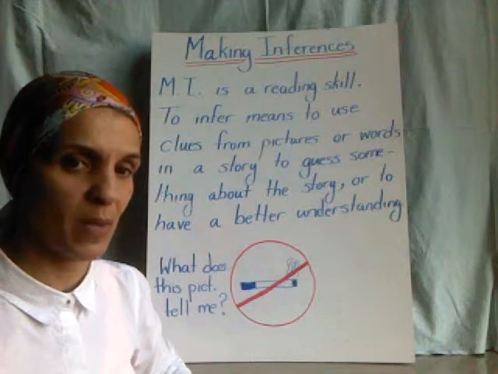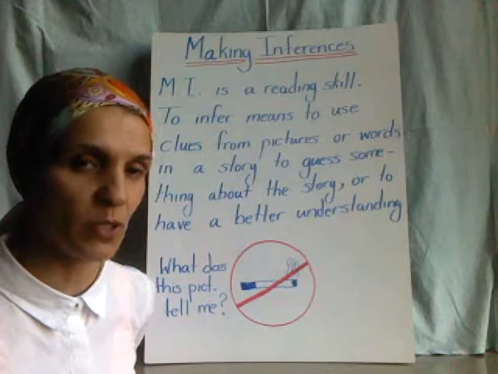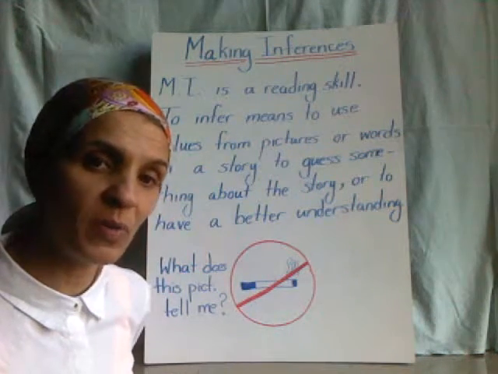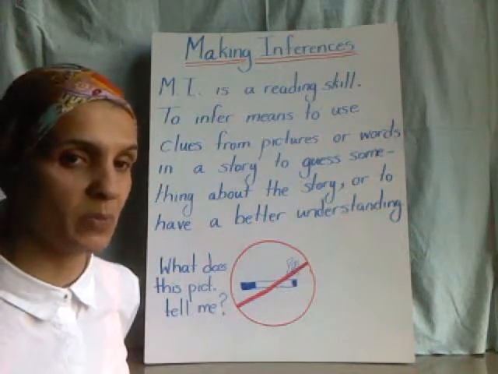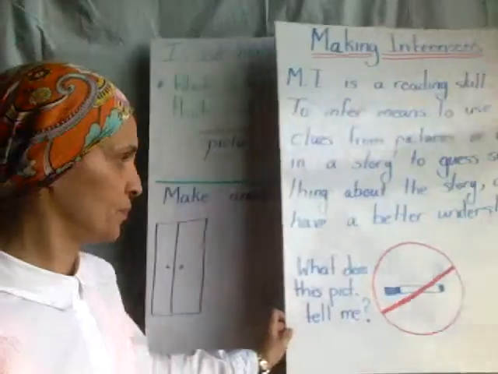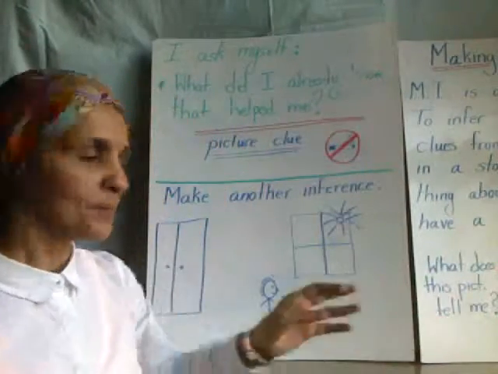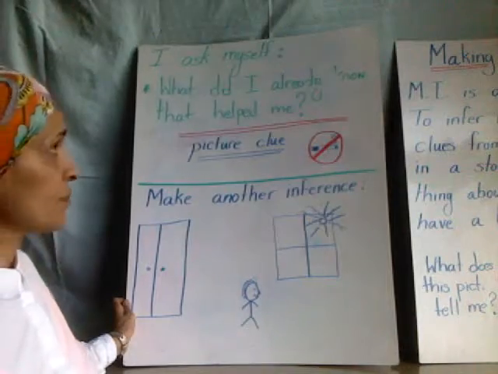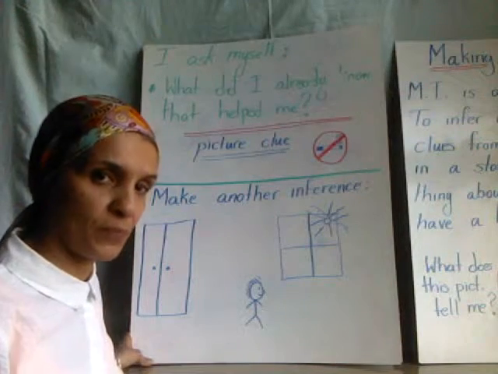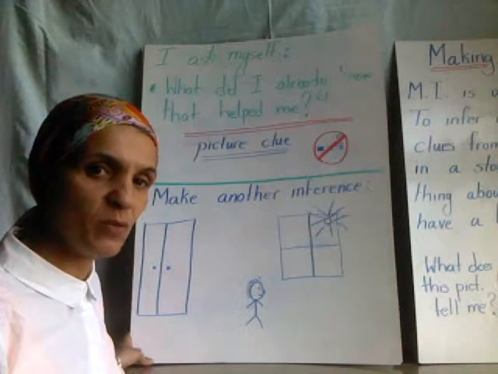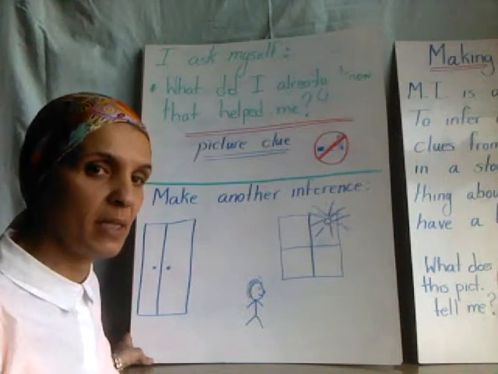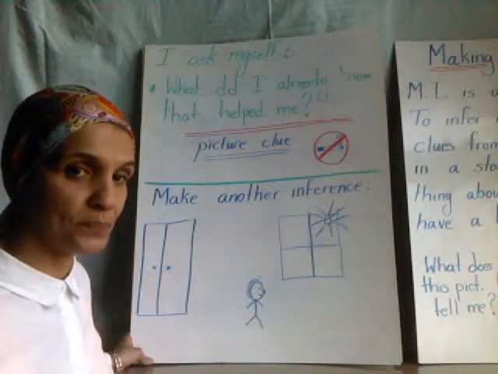For example, in the cinema, you might see this. In shops, you'll see this. And there may not be any words written, it's just this picture, and I know from the picture clue that this means I'm not allowed to smoke in this place. This is using picture clues. And then I ask myself, what do I already know that helped me? What I already know is that circle with a red line going across diagonally. I know that this means you're not allowed.